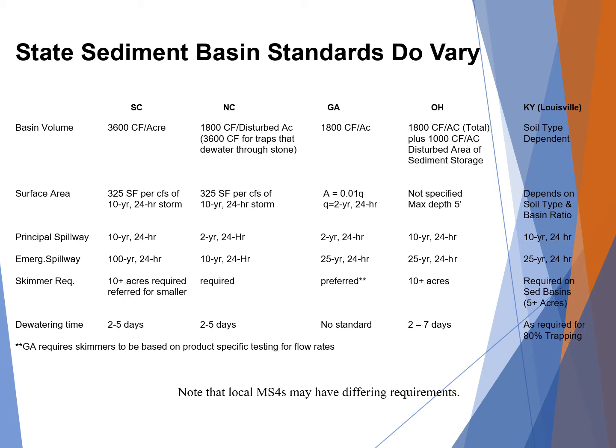One important thing to note is that Georgia does require skimmers to be based on product-specific testing for flow rates. The skimmer testing data shown earlier came from a study that was done by TRI Environmental for Georgia when they were updating their erosion control manual.